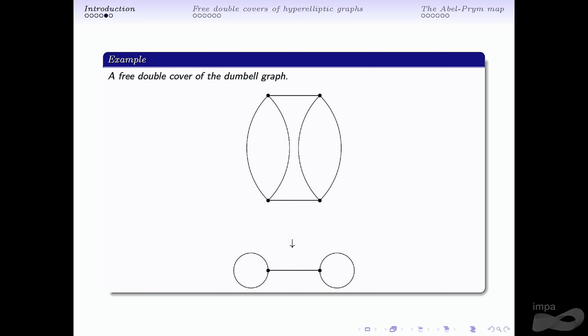For instance, this is an example of a free double cover of the Dunbar graph. You can see here that we have 2 preimages for each edge. And the loop, I decided to connect it in this way. So we have 2 preimages of the loop.